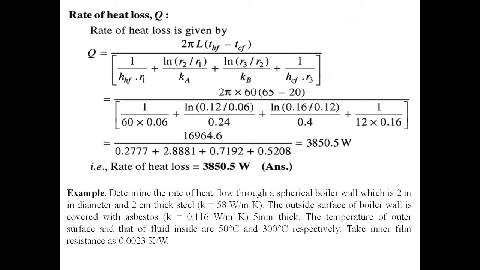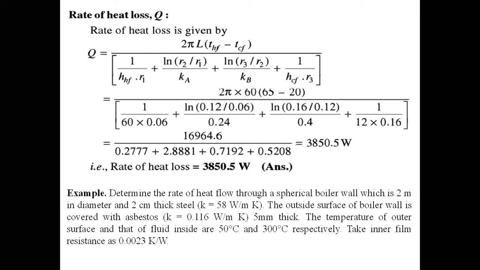So now we go to one simple problem of spherical. Determine the rate of heat flow through a spherical boiler wall which is 2 meter in diameter and 2 centimeter thick steel. The outside surface of the boiler wall is covered with asbestos 5 millimeter thick. The temperature of the outer surface and that of the fluid inside are 50 degrees centigrade and 300 degrees centigrade respectively. Take inner film resistance as 0.0023 Kelvin per watt.